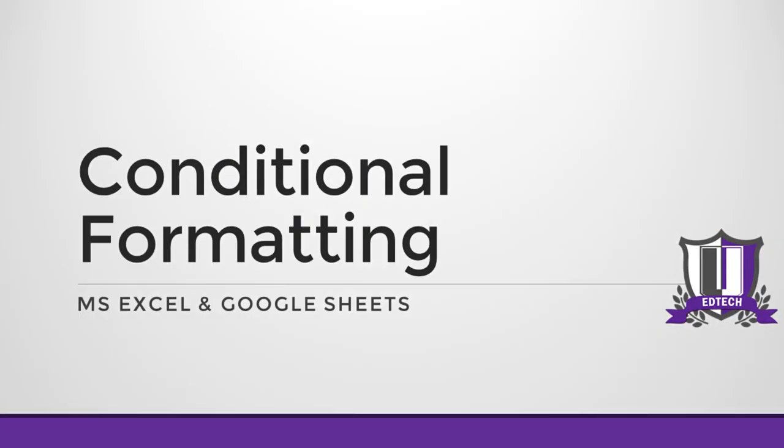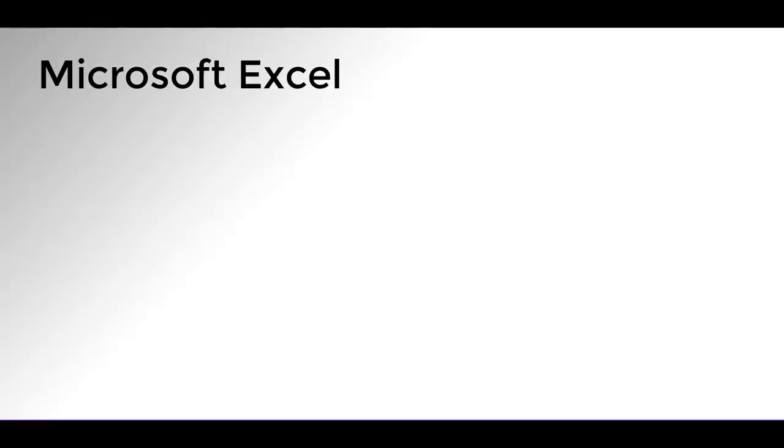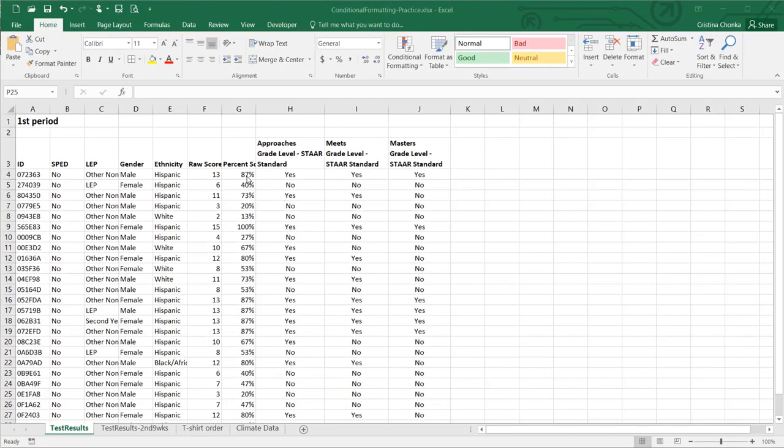Today I'm going to talk to you about conditional formatting in Excel and Google Sheets. First, let's take a look at Microsoft Excel. Let's say you have some data you want to analyze. I've got a couple of different data sets we're going to look at. The first one is some sample test data for one test.